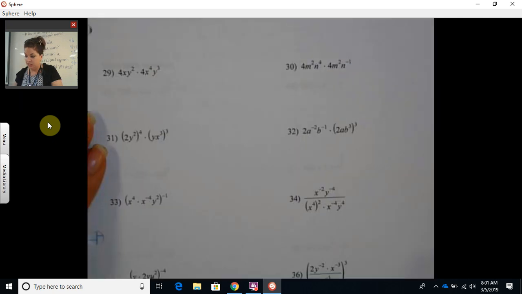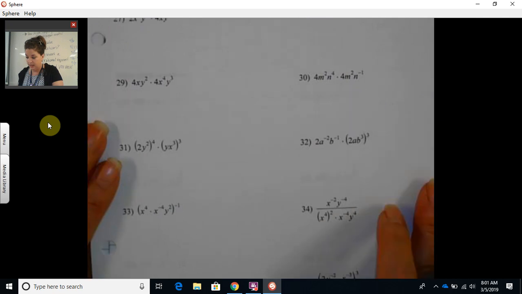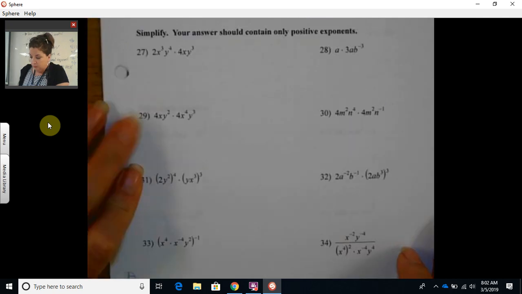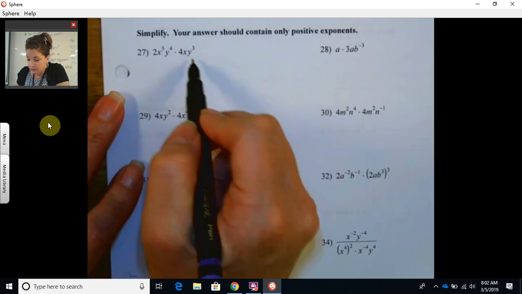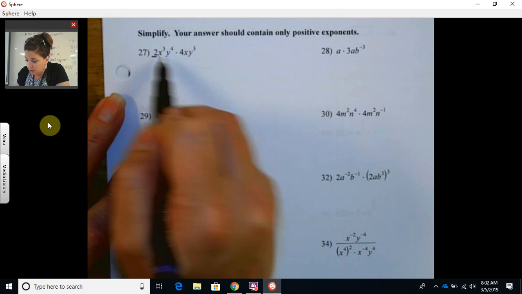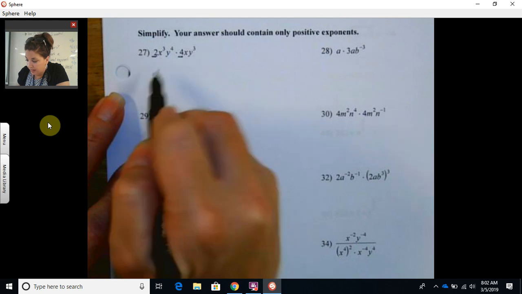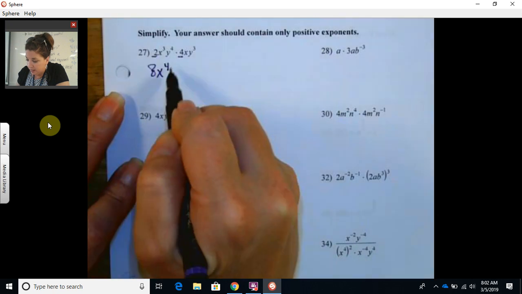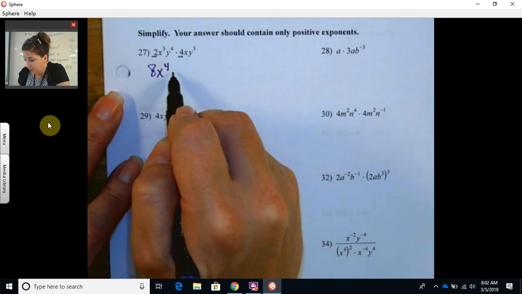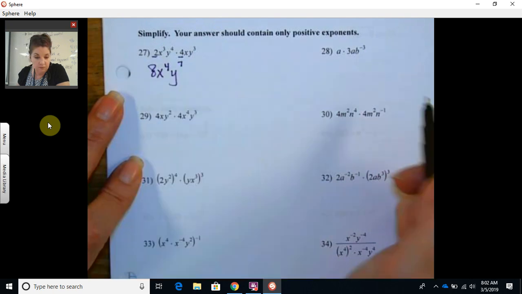Let's look at 27 through 36. Simplify. Your answer should contain only positive exponents. So 27. I can multiply these together. So coefficients times coefficients, 2 times 4 is 8. What's x cubed times x? X to the 4th. What's y to the 4th times y cubed? Y to the 7th. That's all I can do there.